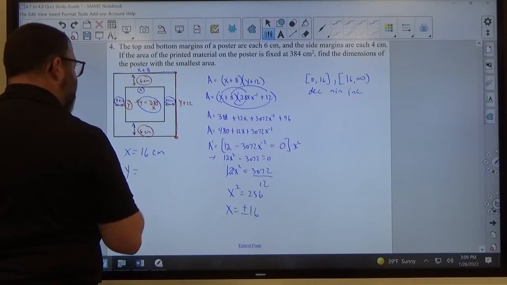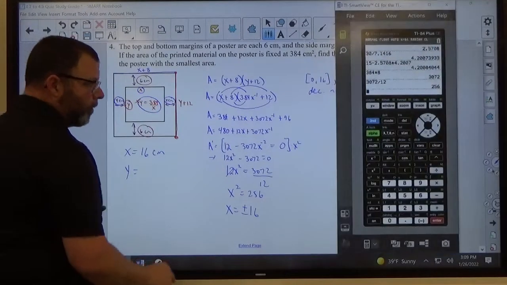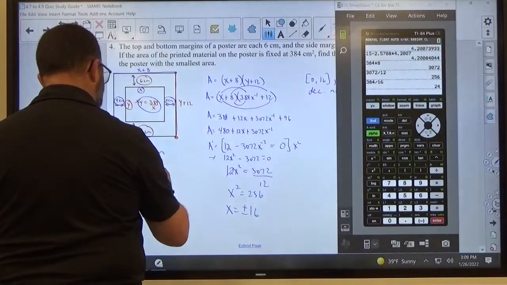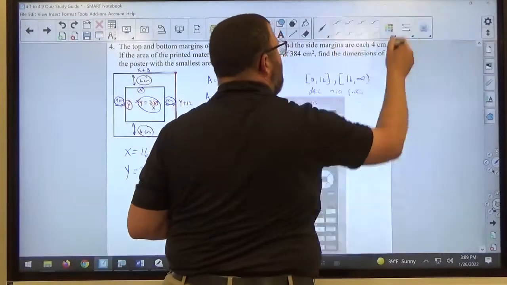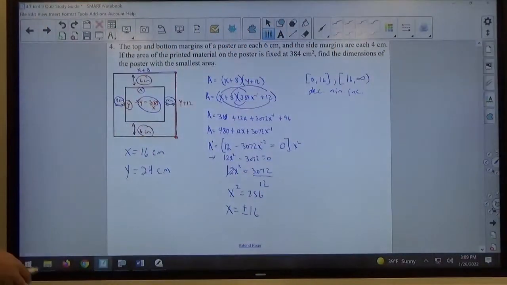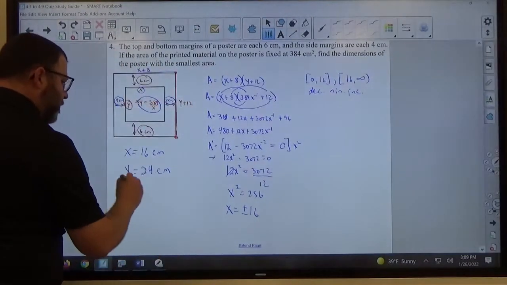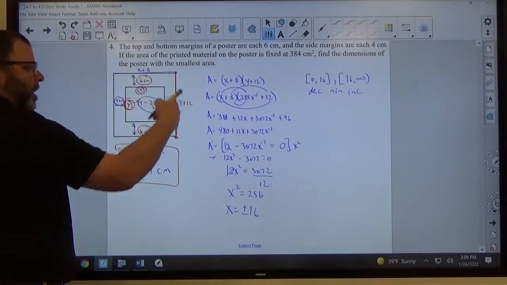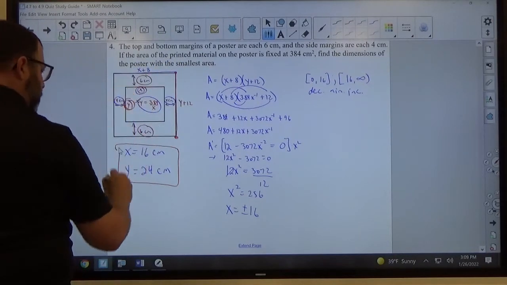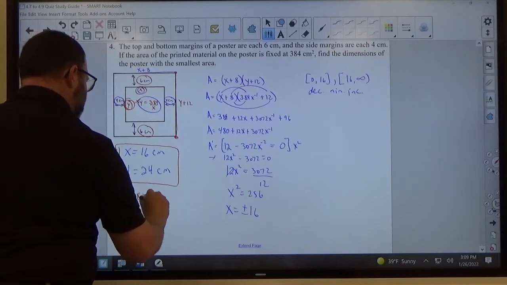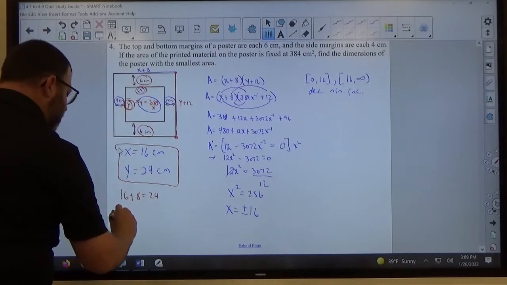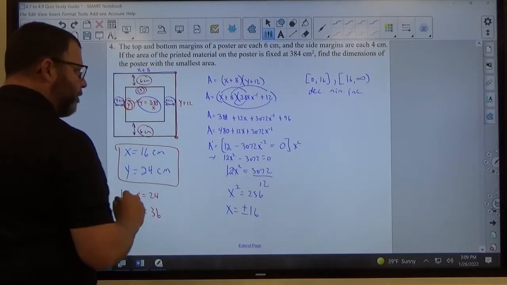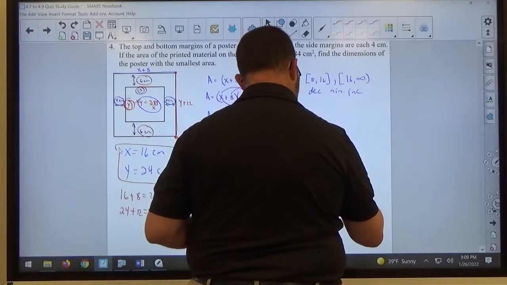The magic number for y is 384 divided by x, so 384 divided by 16 gives me 24 centimeters. The thing to be cautious of in this problem is it asks for the dimensions of the poster. X and y represent the dimensions of the printed area. The poster is x plus 8 by y plus 12. So the poster dimension should be 16 plus 8, which is 24, so x plus 8. And then y, 24 plus 12 is 36. So I'm going to say 24 centimeters by 36 centimeters is the right answer.